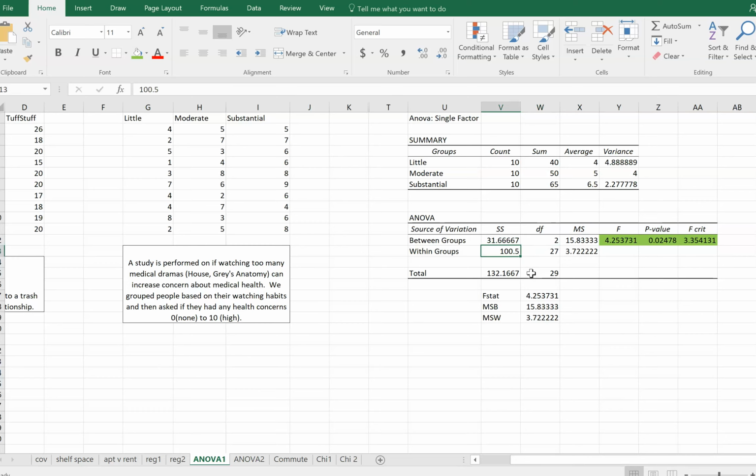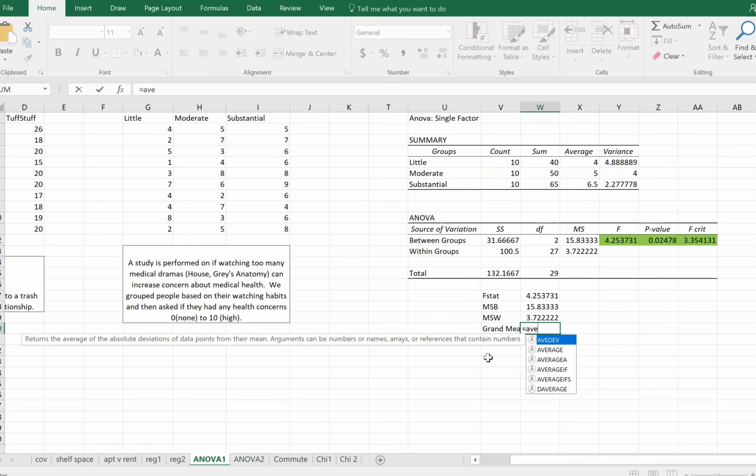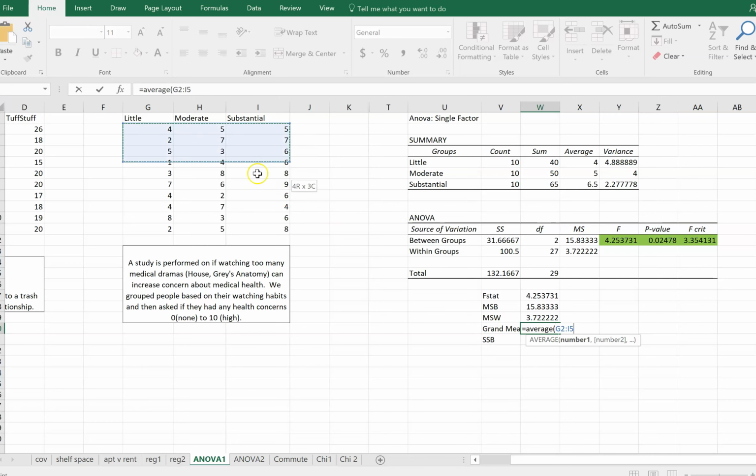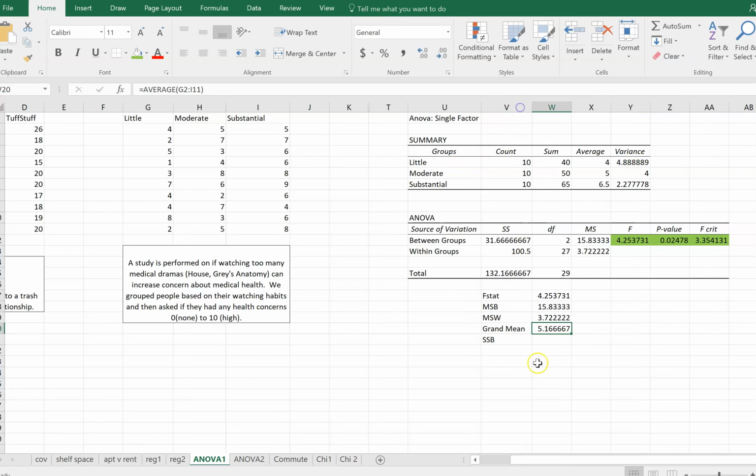Where did the sum of squares come from? Well, this is a deeper topic. The sum of squares between: to do that, you first need the grand mean. The grand mean is the average of all of these items, regardless of what group they're in. And that's really what I'm studying first. I want to know, regardless of the groups, what would be the spread? And that's what SSB measures: the spread regardless of whatever group you're in.